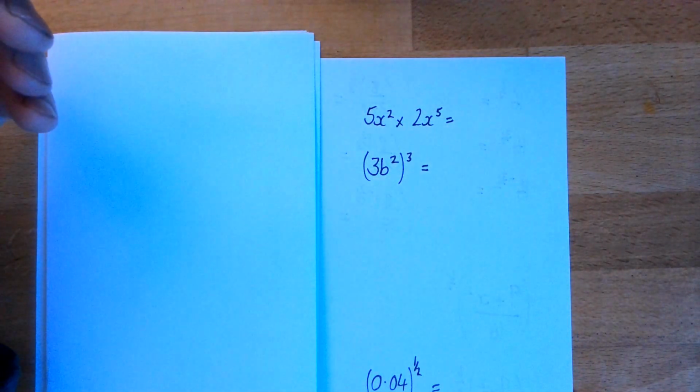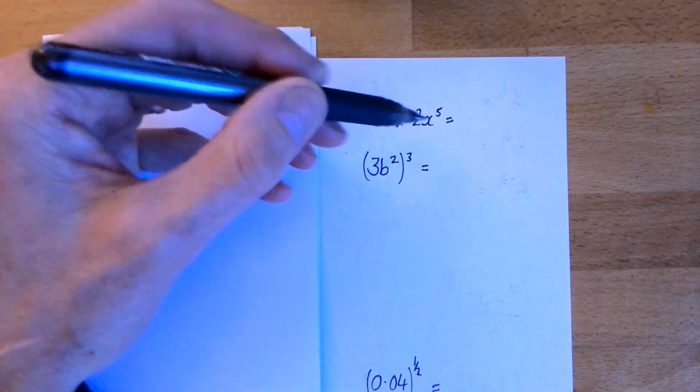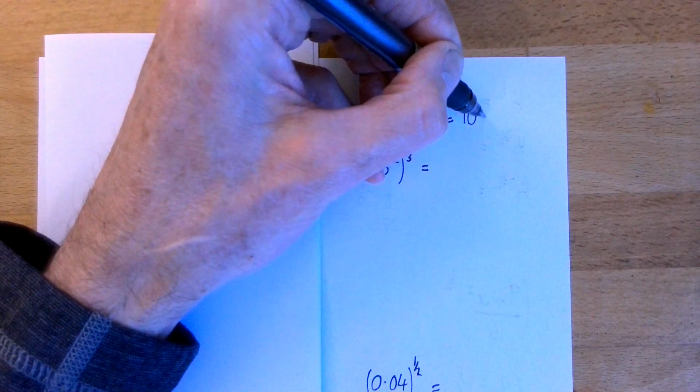So I'm going to deal with the coefficients and the algebra separately. So 5 times 2 is 10, always will be. x squared times x to the power of 5 is x to the power of 7.